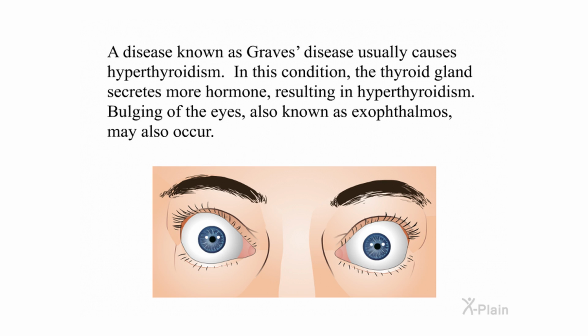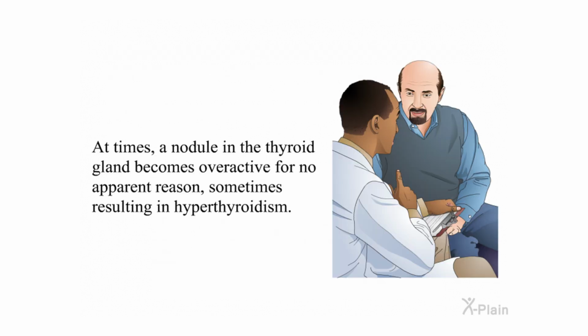A disease known as Graves' disease usually causes hyperthyroidism. In this condition, the thyroid gland secretes more hormone, resulting in hyperthyroidism. Bulging of the eyes, also known as exophthalmos, may also occur. At times, a nodule in the thyroid gland becomes overactive for no apparent reason, sometimes resulting in hyperthyroidism.